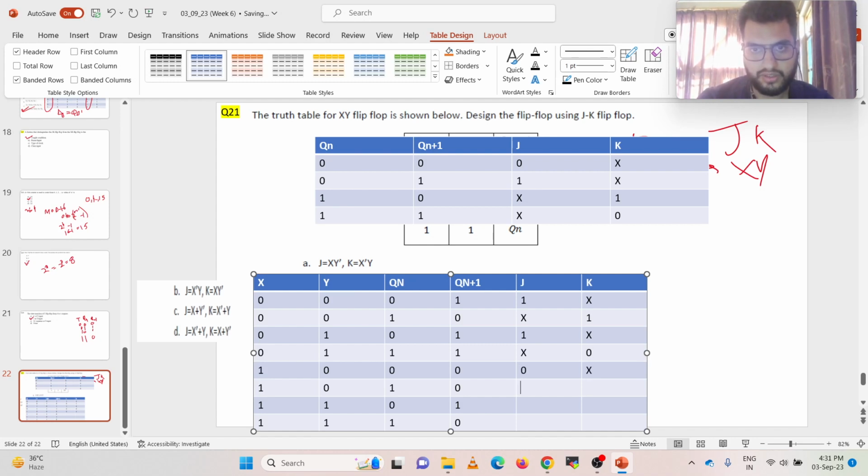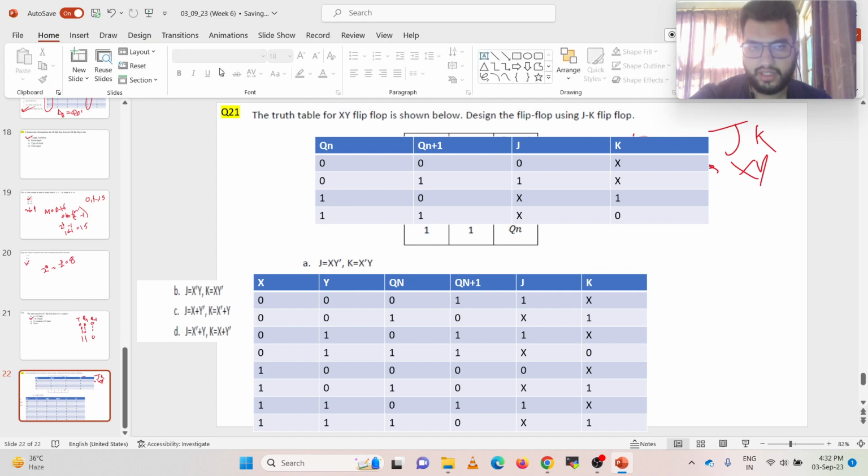Then we have 0, 0 will be 0x. Then we have 1, 0 will be x1. Then we have 0, 1, it will be 1x. And finally we have 1, 0, it will be x1. Let me just cross check it. 1x, x1, x0, x1, x, x1, x, x0, x1, x1, right.